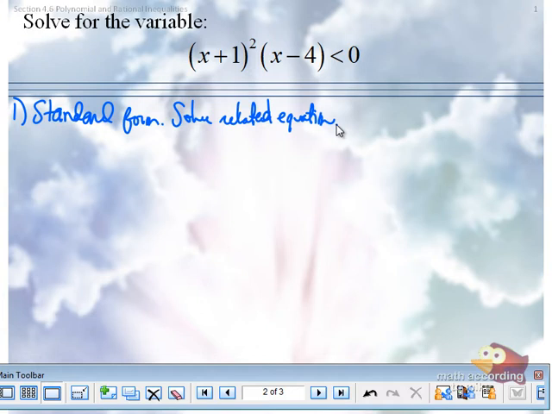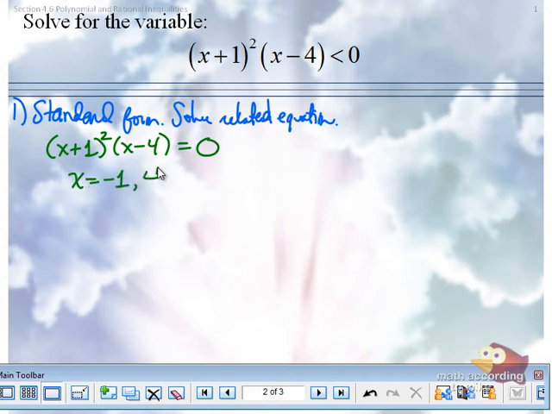Standard form says everything on one side, 0 on the other. Do we have standard form? Yep, check. So solve the related equation says ignore your inequality for this step only. Put an equal to sign there. What would you get for x? Negative 1 and 4.